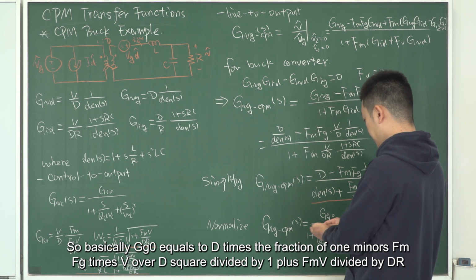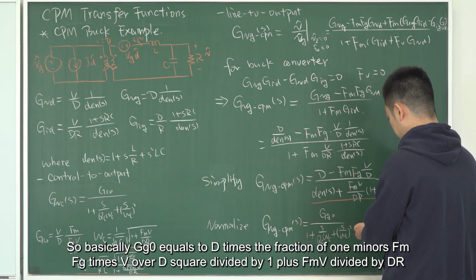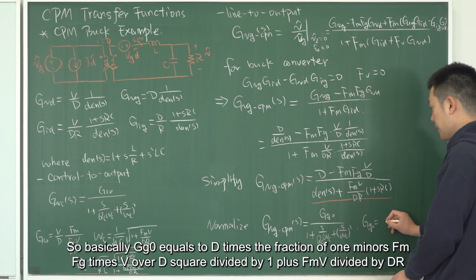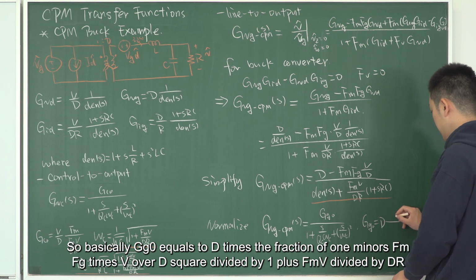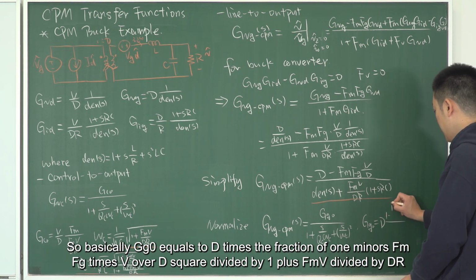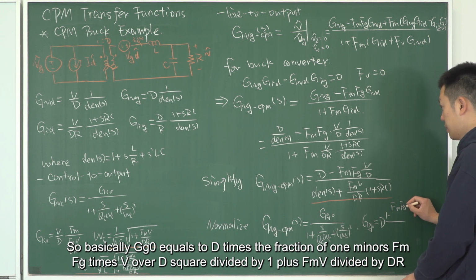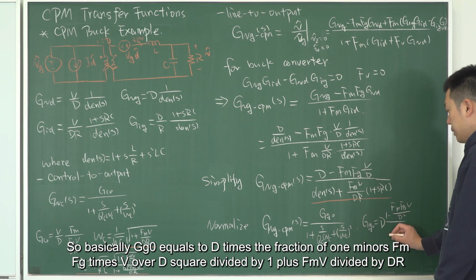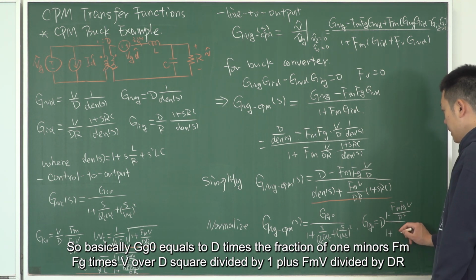So basically, GG0 equals to D times the fraction of 1 minus Fm Fg times V over D square divided by 1 plus Fm V divided by dr.